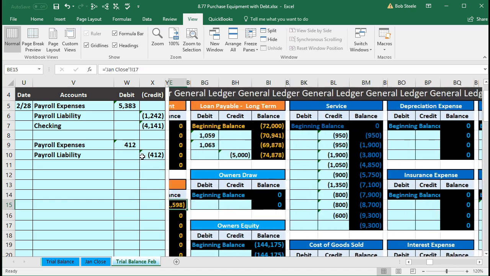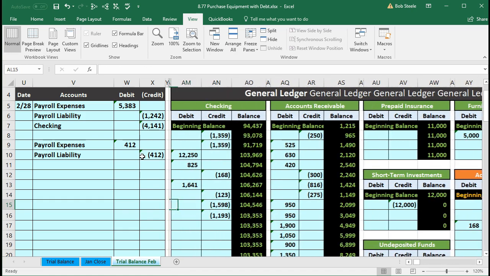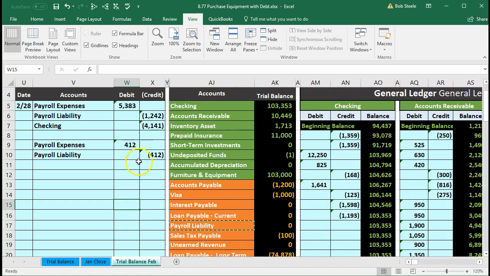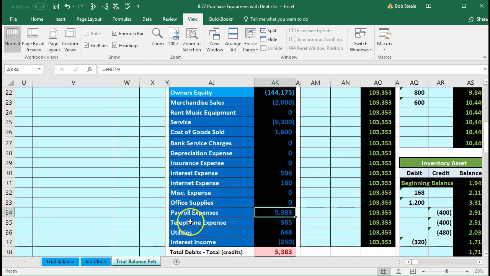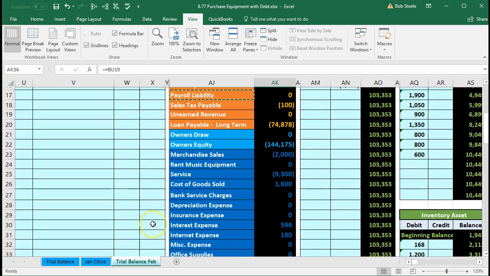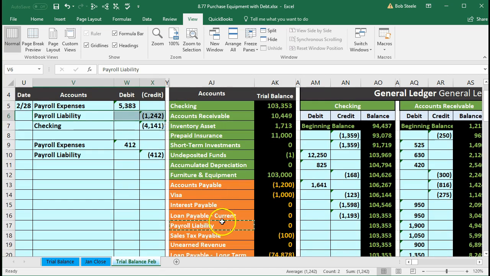Let's go back to the trial balance, double check that that is indeed the case. I'm just scrolling left to find the trial balance, and probably could have done that faster, but there it is, 5,383. Now we're going to post the other two pieces. We're going to go to the payroll liability. It's a credit. Payroll liability is right there in AK17. And it's like the fifth liability account, and therefore will be the fifth liability account in the general ledger.